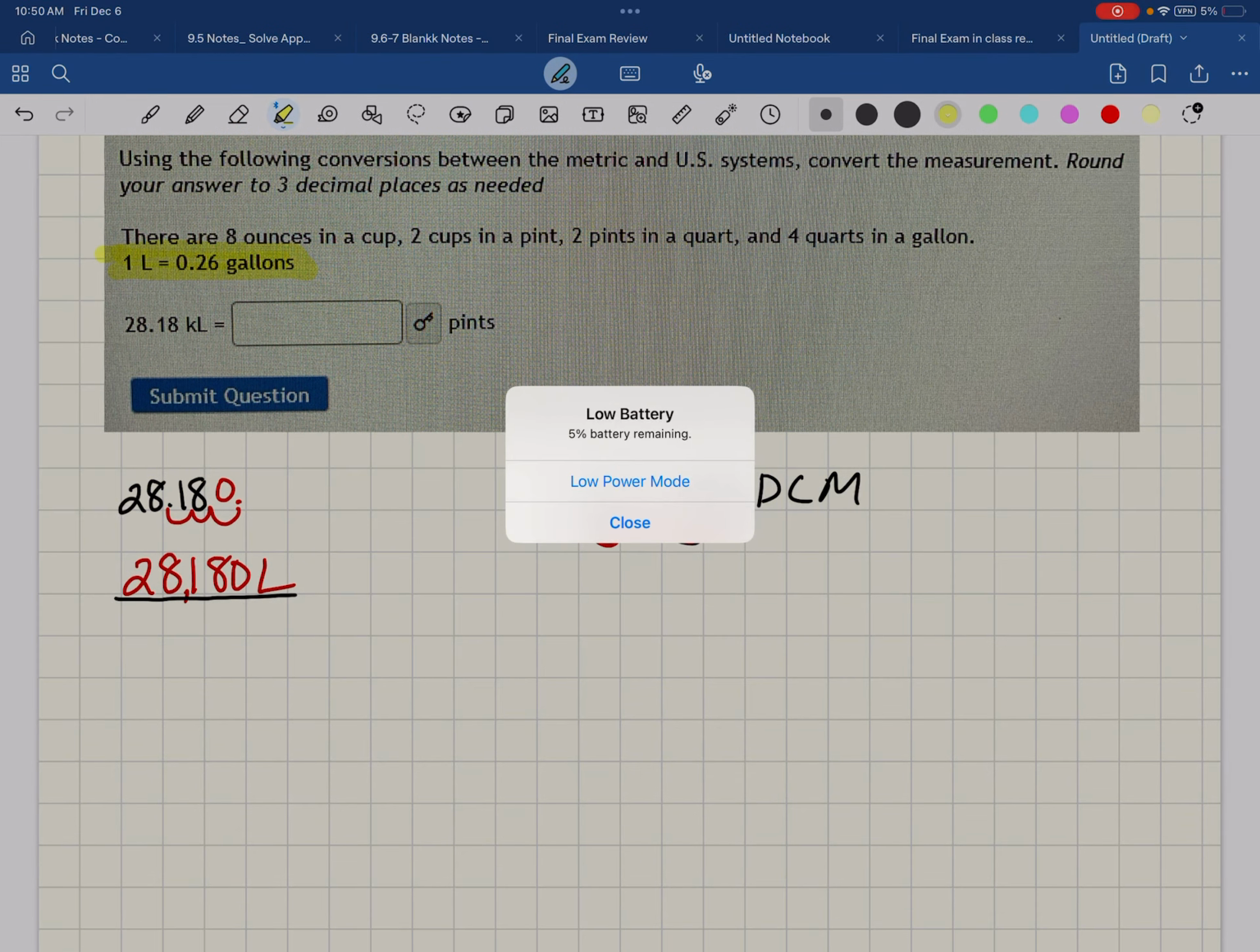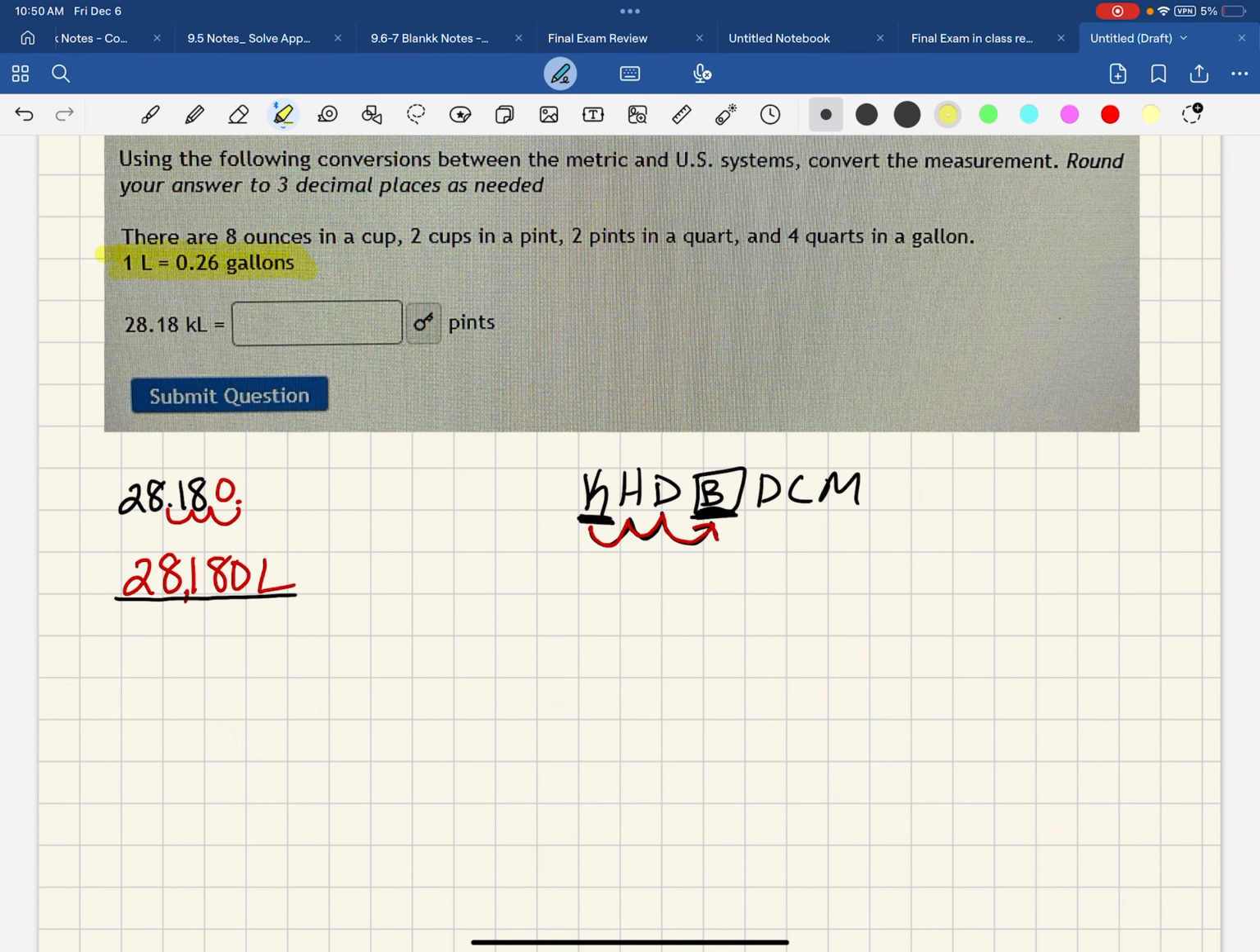So now that I have liters, I'm just going to put this over 1 because I like things to be in fractions. The next thing I'll do is if I have liters here up on top, I'll put liters on bottom because I want to cancel them. The way that labels cancel, if you have one on top and one on bottom, they will reduce. Then I look up here and I see I do have a liter and I have gallons. So I'll go ahead and write that here and put 0.26 gallons in 1 liter. Notice I put the labels on first and then I put the numbers. Now I can cancel this L, cancel this L, and what I have is just 28,180 times 0.26 gallons.